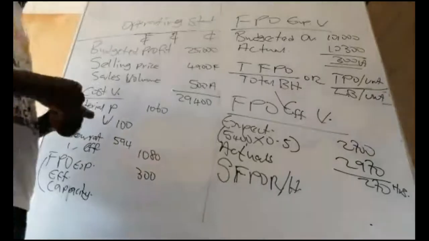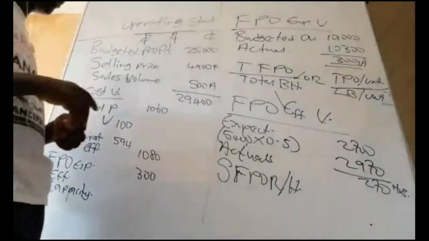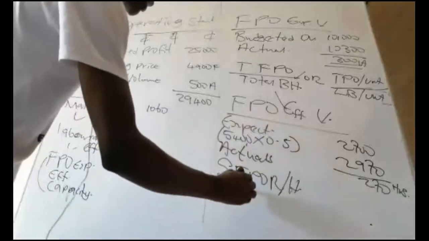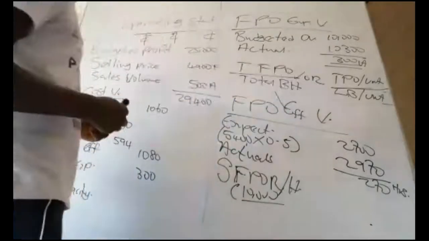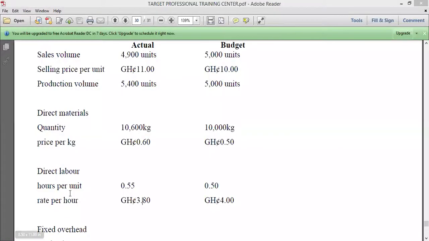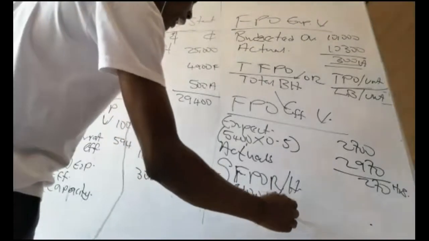But for this question, if you go by this, you'll be faster because the total production overhead cost is 10,000 in this question. So it will be 10,000 divided by total budgeted labor hours. The budgeted labor hours, you have to pick from the 5,000 times 0.5. Perfect. So 5,000 times 0.5.